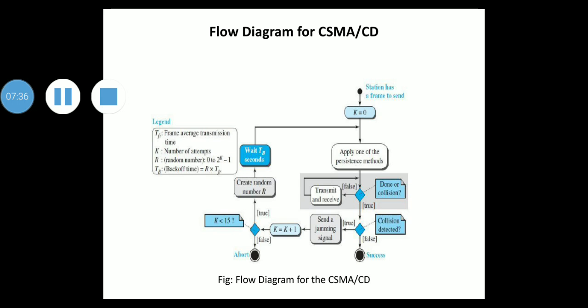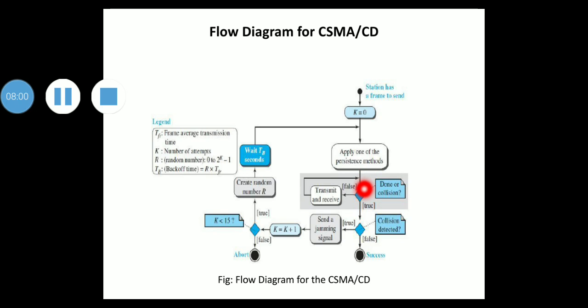You see here, the station has a frame to send, then set k equal to 0. After setting k equal to 0, apply one of the persistence methods. Then check for a condition. What is the condition to check? Done or collision. Okay. Done or collision is a condition to be checked.